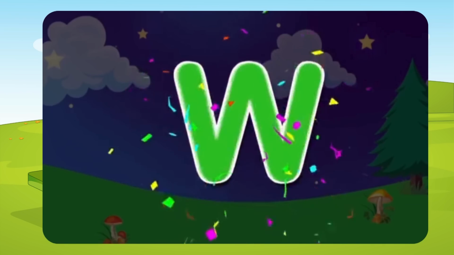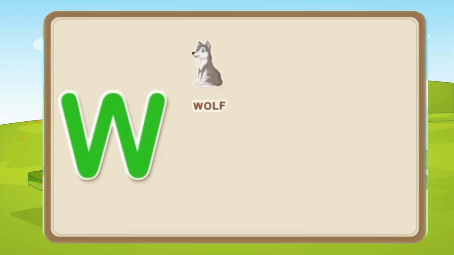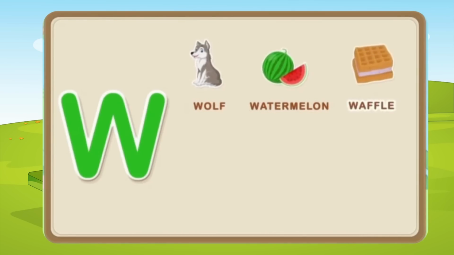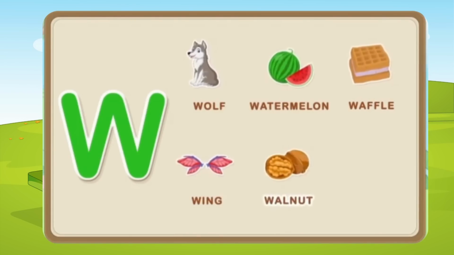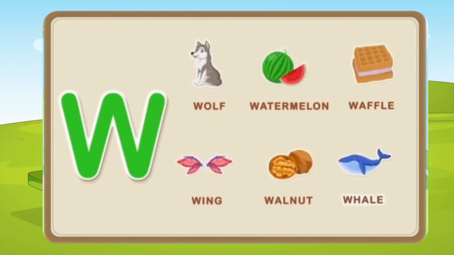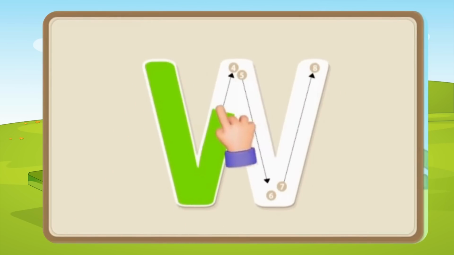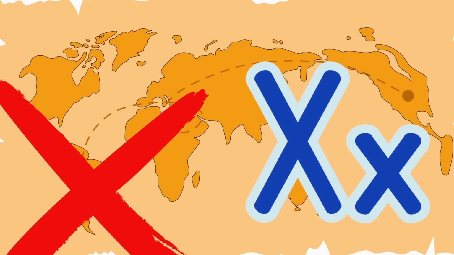W. W is for wolf, watermelon, waffle, wing, walnut, whale. Now, let's learn how to trace the letter. Perfect.